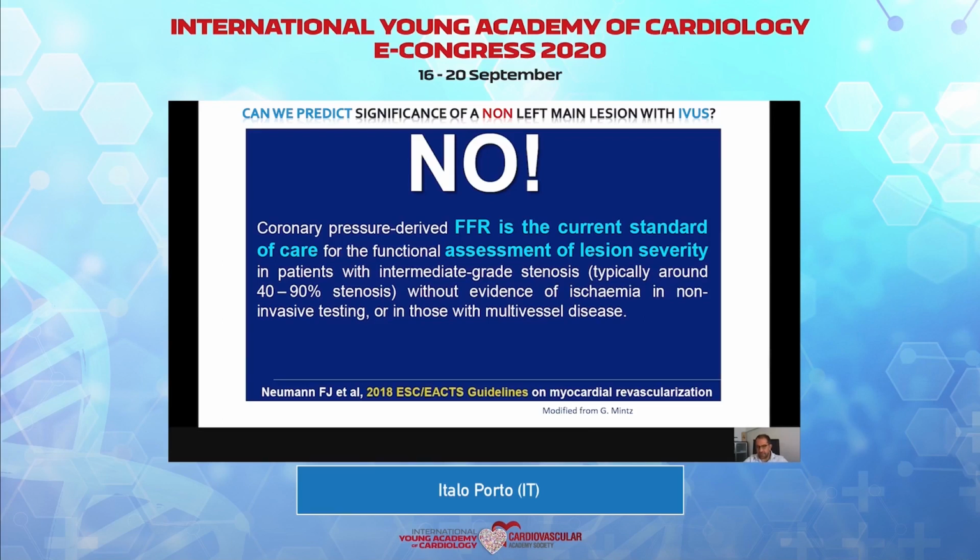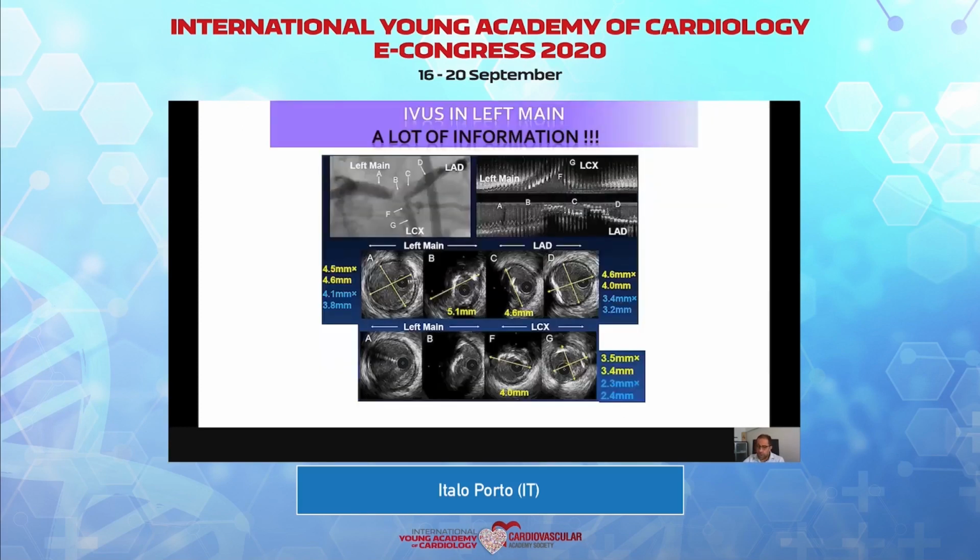Okay, I understand that this slide is a little bit too crowded, but trust me, the short answer is no. We cannot predict the significance of a non-left main lesion with IVUS. FFR is the standard of care for functional assessment of lesion severity in intermediate stenosis. We should not use IVUS for that. The only type of lesion in which we can use IVUS for identification of significance is the left main.